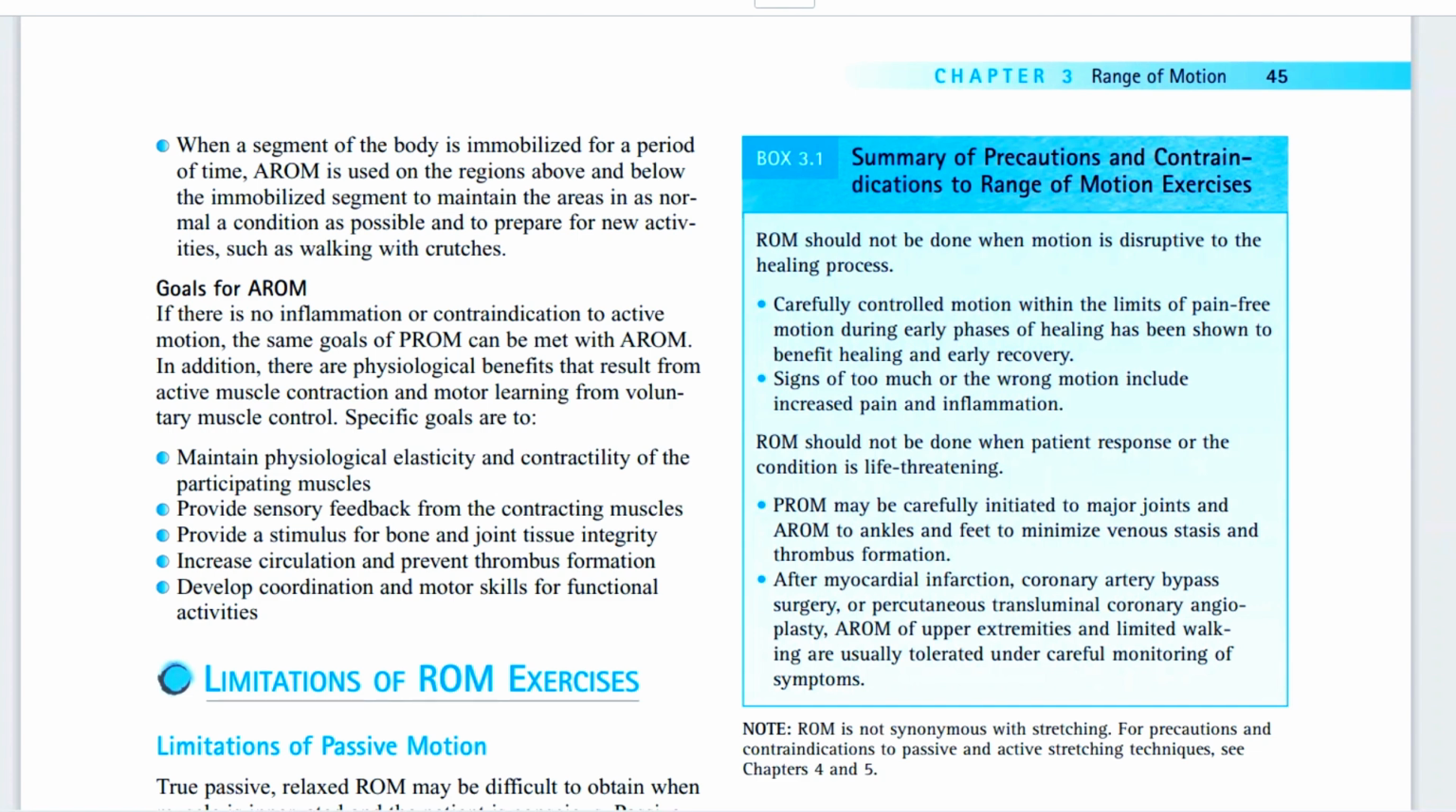Okay, it also improves circulation and prevents thrombus formation. It is very important. It can improve the circulation and it also prevents thrombus formation. That is a major key factor in the development of DVT, as you know, deep vein thrombosis. Thrombus is basically the clot. As you know that.